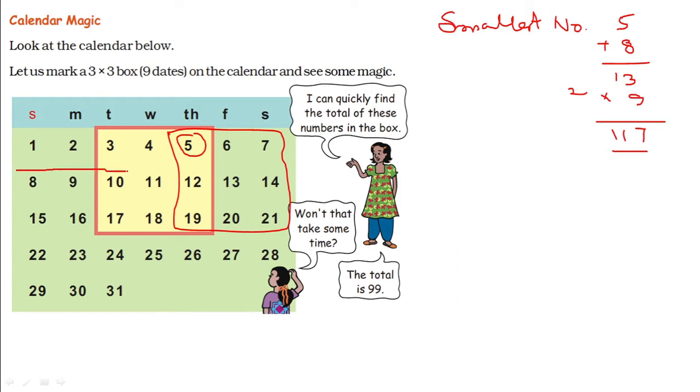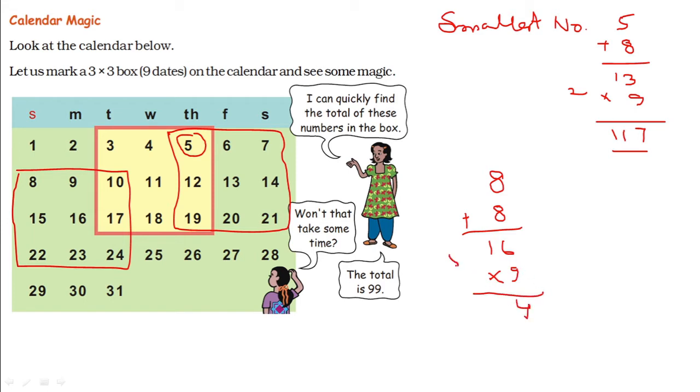Let us take one more example. So the smallest number is 8. We add 8 every time. So 16 and then we multiply by 9. 9 sixes are 54. Carry over 5. 9 ones are 9 and 5, 14. So the sum of these dates is 114. So in this way you can find the addition of 9 dates smartly.